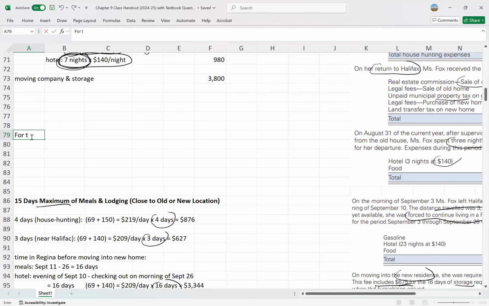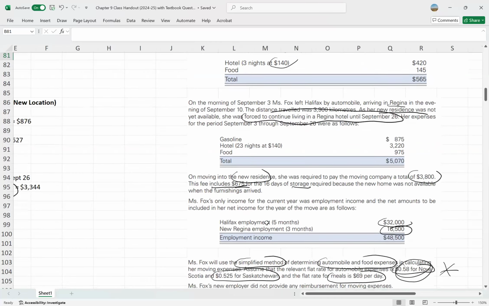So for the 2024 year, in 3A, we would include the income from both jobs, 32,000 plus the 16,500, and that would equal 48,500. But remember, the reason that's relevant is because we can only claim moving expenses up to the income from the new location, which is the 16,500. So that's why that's relevant. And that brings us to the end of the question.